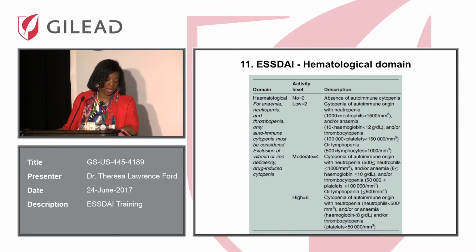And it becomes high if there's a cytopenia present of autoimmune origin, again with neutropenia, with neutrophils that are 500 or less, and/or anemia less than 8, and/or thrombocytopenia less than 50,000 per millimeter squared.